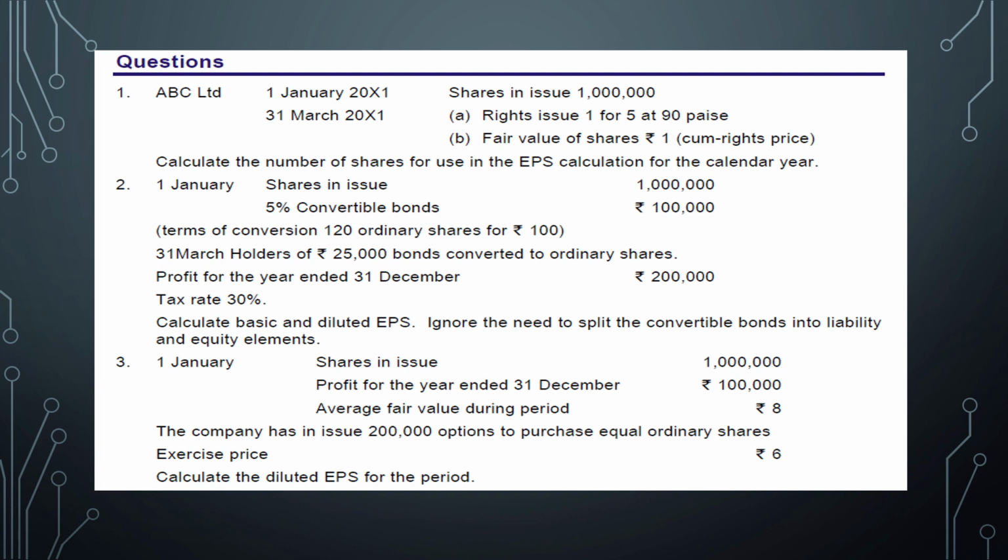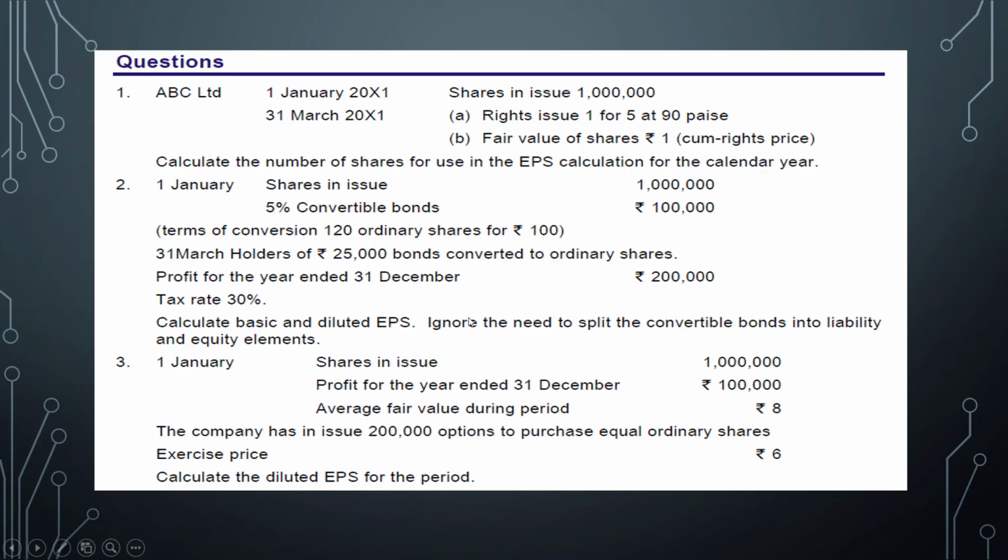We are in the second question now. On 1st January, shares in issue are 10 lakhs and 5% convertible bonds are rupees 1 lakh. The terms of conversion are 120 ordinary shares for rupees 100. On 31st March, holders of rupees 25,000 bonds converted into ordinary shares. Profit for the year ended 31st December is rupees 2 lakhs. Tax rate is 30%. Calculate basic and diluted EPS. Ignore the need to split the convertible bonds into liability and equity elements.